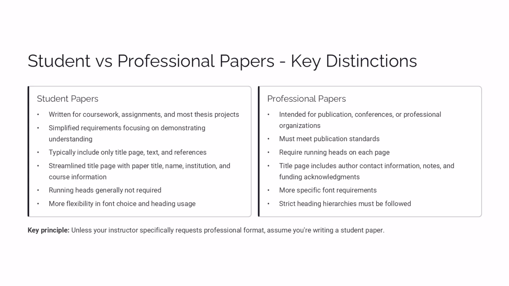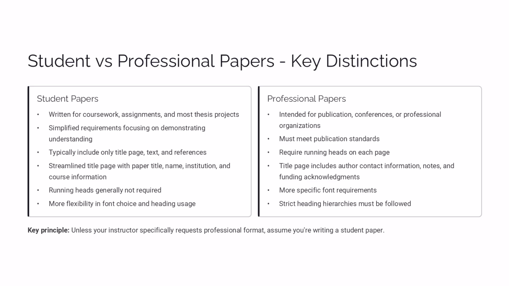One of the most common sources of confusion in APA style involves the distinction between student and professional paper requirements. Understanding this distinction is crucial for applying appropriate formatting standards to your specific writing context. Student papers are those you write for coursework, assignments, and most thesis or dissertation projects.